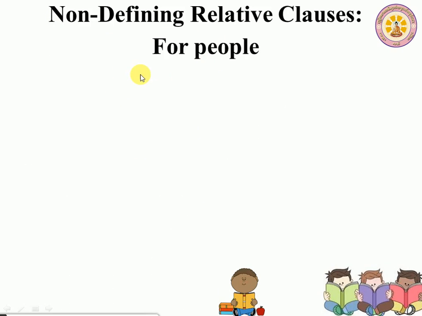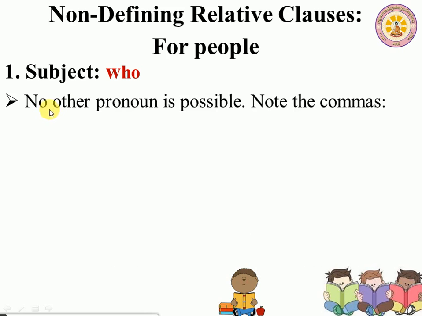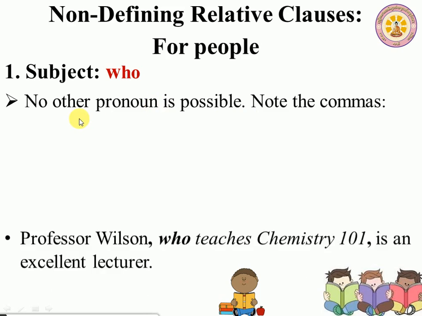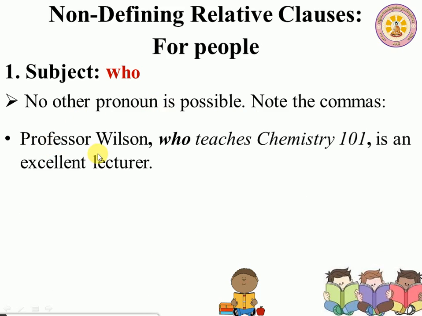Non-defining relative clause for people. The pronoun used for people is who. Who is used for the subject. No other pronoun is possible. So when the relative pronoun is the subject of a non-defining relative clause, only who can be used. Example: Professor Wilson, who teaches chemistry 101, is an excellent lecturer.